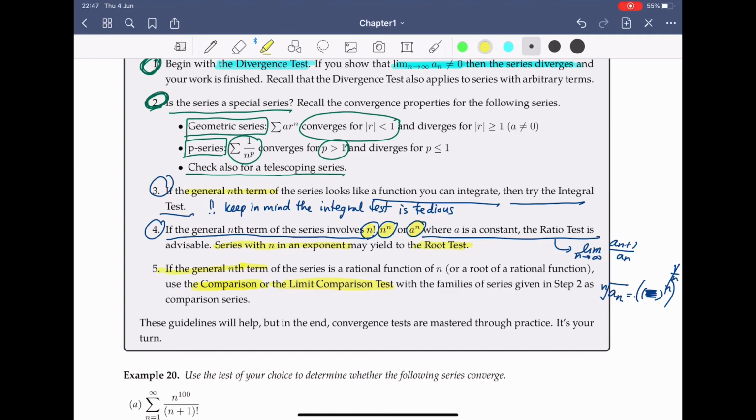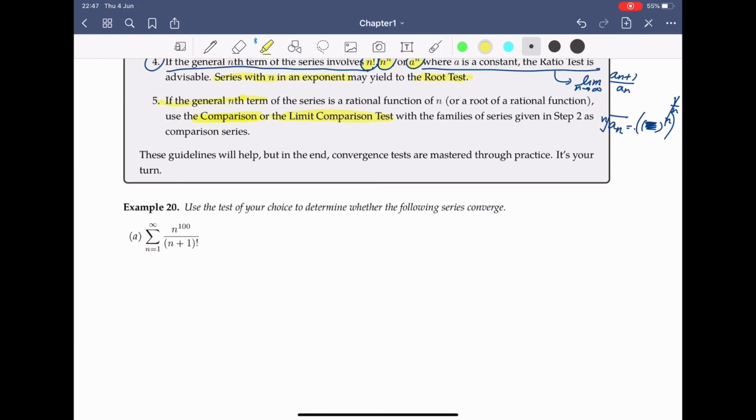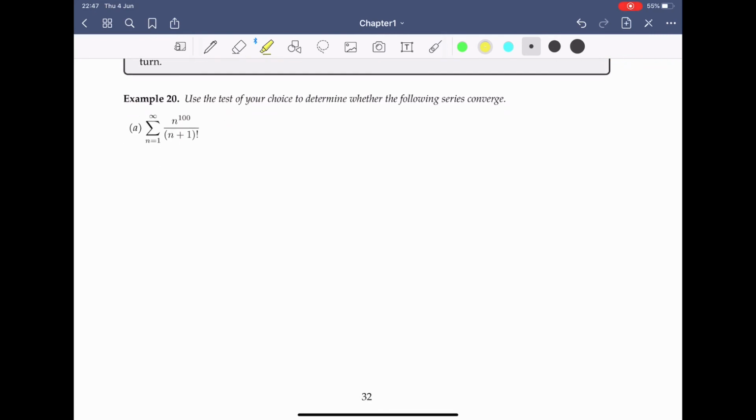All right, let's start by looking at question 20 here. So we have a mixed practice for you. Example 20: use the test of your choice to check the convergent and divergent pattern of the following series.